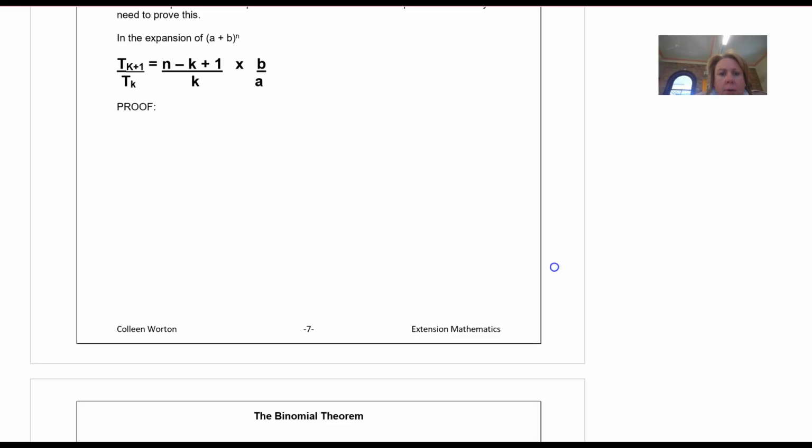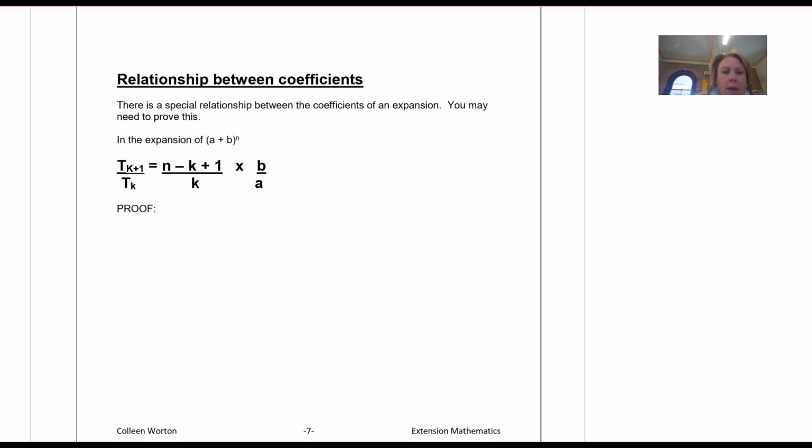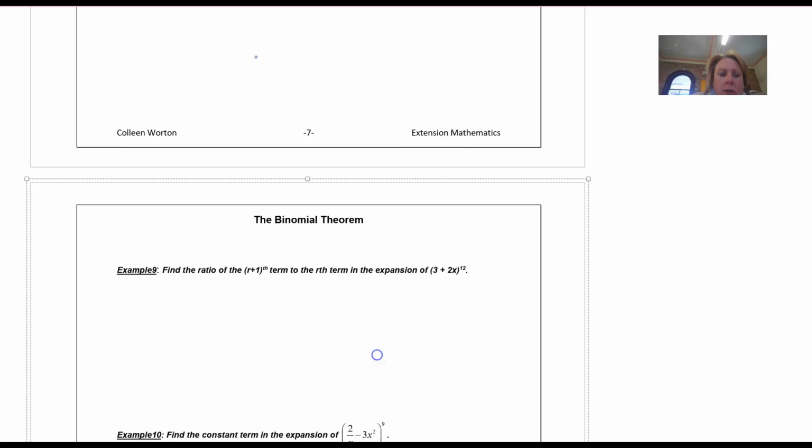Alright, the relationship between the coefficients is given by the bigger coefficient over the one smaller: (n minus k plus 1) on k times b on a. Now I'll do the proof of that, but it just wants to know what's the ratio the 6th to the 5th, how much are we multiplying it by? And this proof will come from having a look at the choose and where we actually get the coefficient from. I'll just do the example.